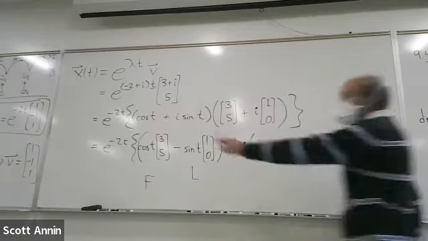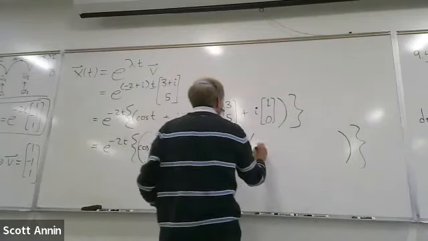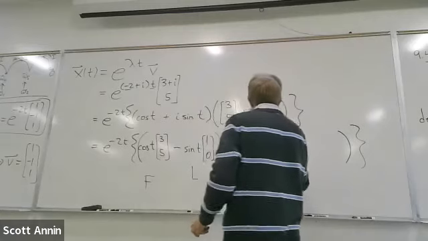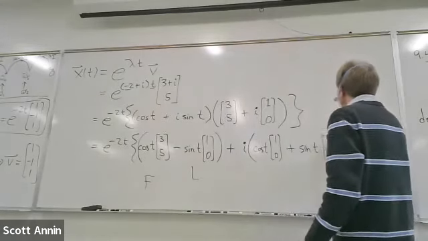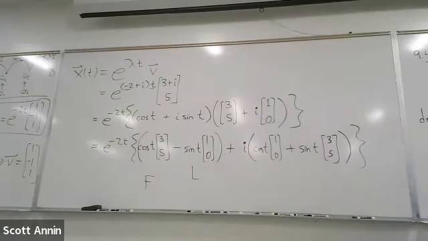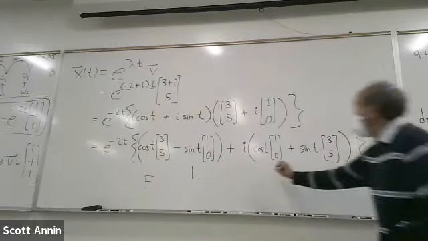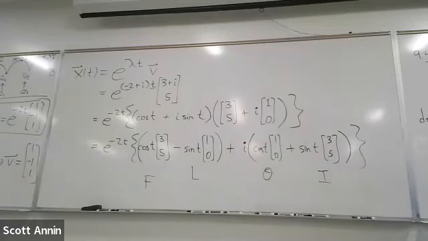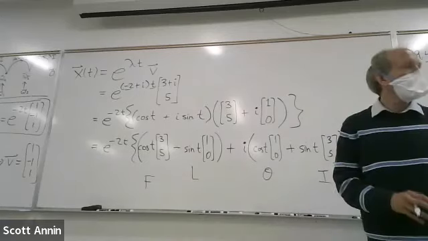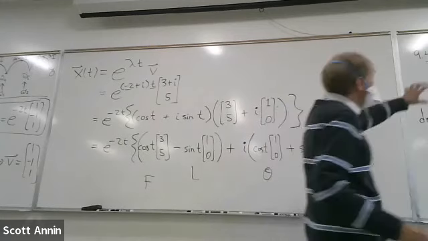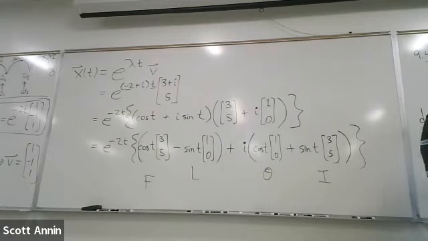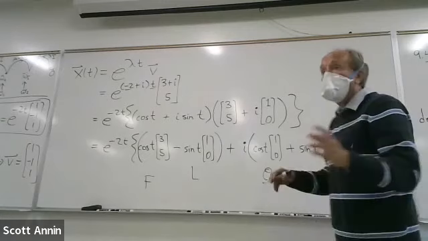So for the outer term, I take cosine of t times (1, 0), and then plus sine of t times (3, 5). This is your outer term, and this is your inner term. So this is where the FOIL comes from. And now you extract your two real solutions. It's a two-dimensional problem. I need two basis vectors, and I'm ready to write them down.